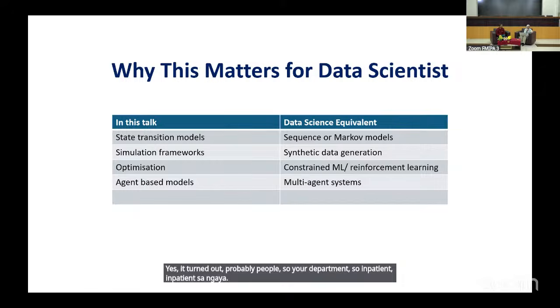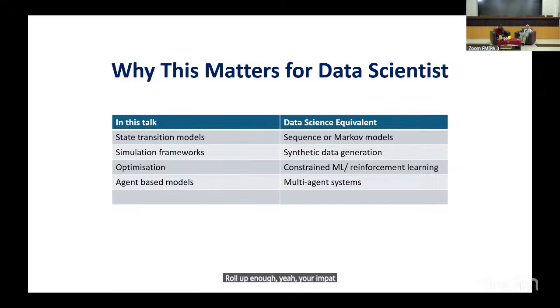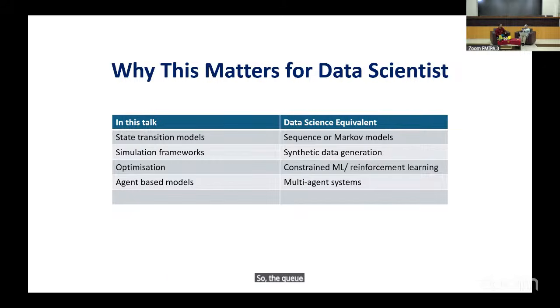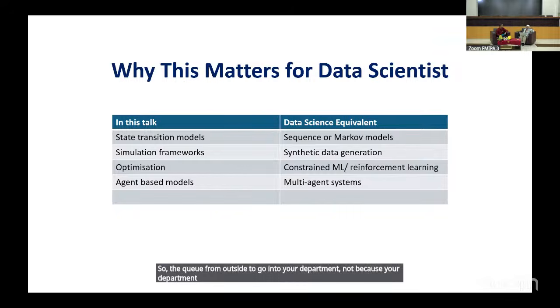Rawat inap, your inpatients, say, have connection with other departments. So it turned out it's not your division that actually has a problem, but other departments. They are the ones who don't have facilities. So the queue from outside to go into your department is not because your department doesn't have any bed, but because part of the hospital doesn't have enough, for example, doctors or anything.